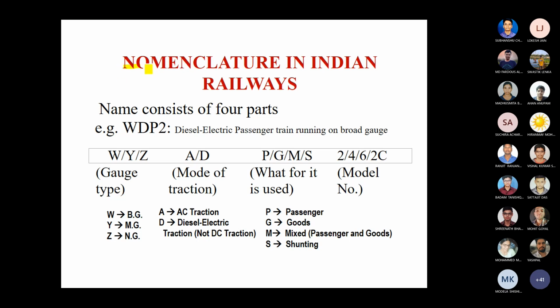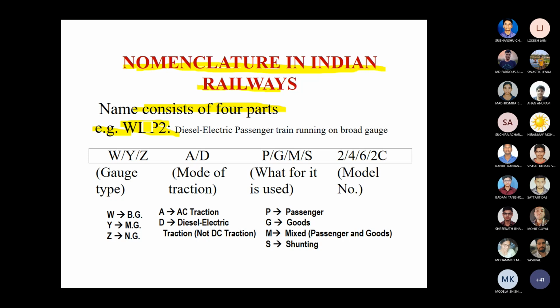So now, what are the nomenclatures of Indian Railways? Nomenclature is very important. We are using four parts. Let me take an example, the locomotive WDP2.